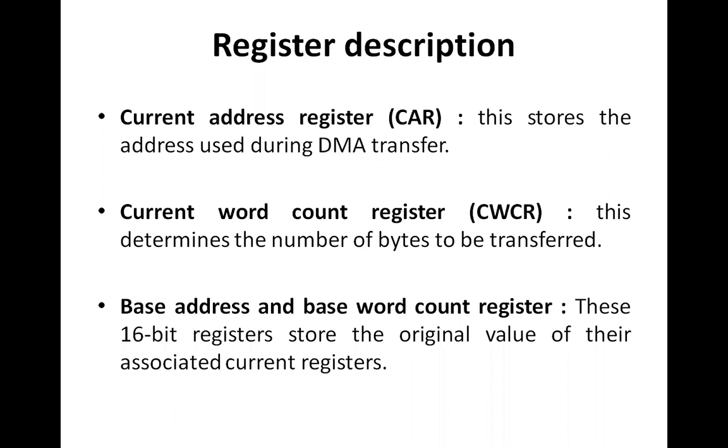Now, whenever we load a certain value into the current word count register, the actual number of transfers is going to become 1 more than the number which is programmed, which is written in the current word count register. Suppose by programming, the content written into the current word count register is 100. So the actual number of transfers which take place is 101.